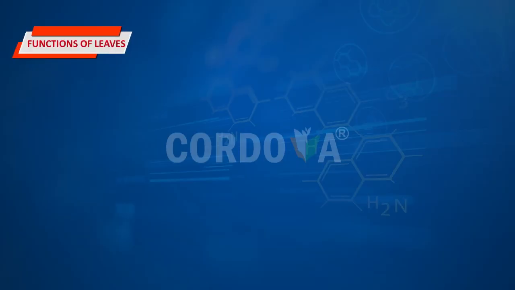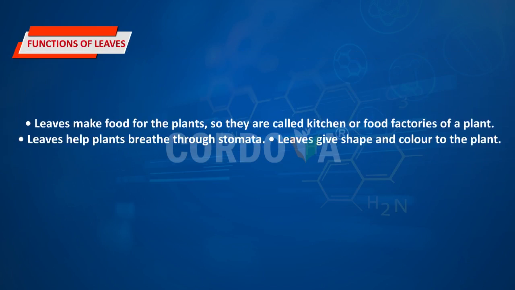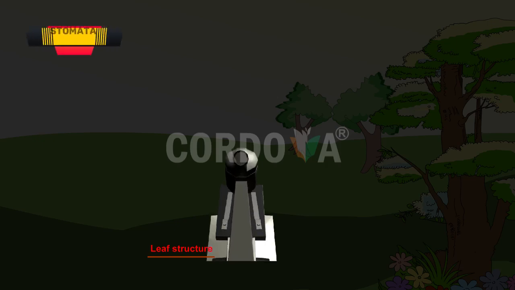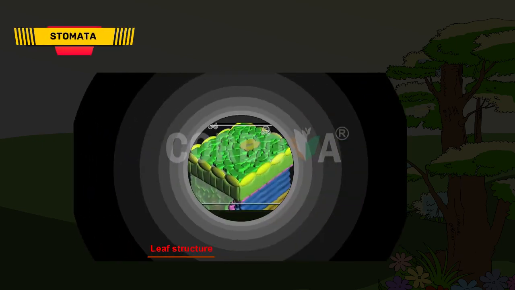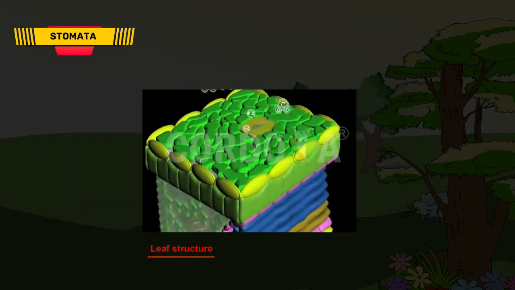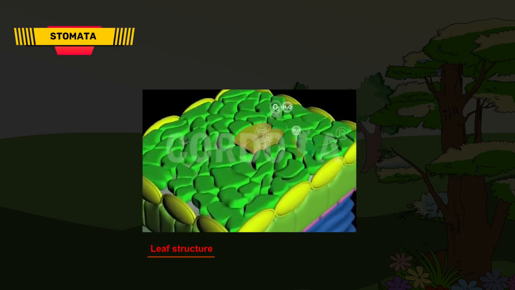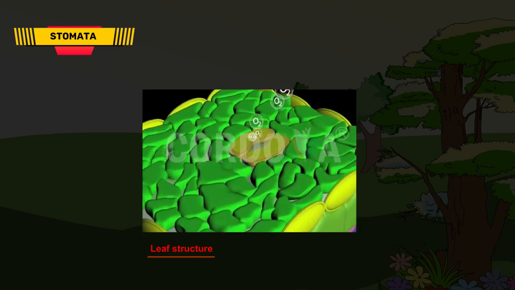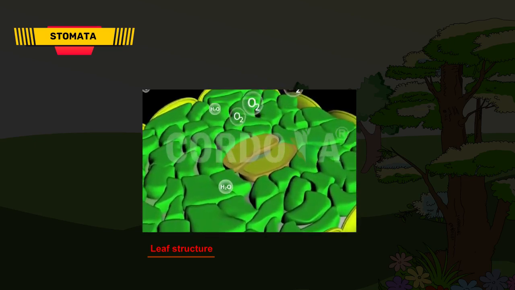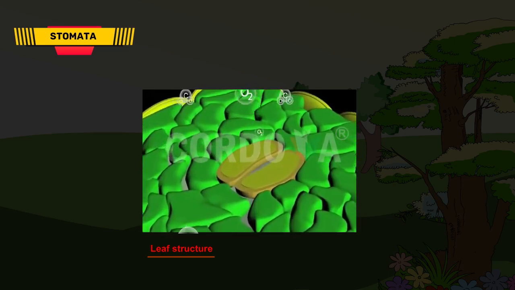Functions of leaves. Leaves make food for the plants, so they are called kitchen or food factories of a plant. Leaves help plants breathe through stomata. Leaves give shape and color to the plant. Stomata. The lower layer of the leaf has tiny pores. These tiny pores are called stomata. Singular, stoma. A leaf takes in carbon dioxide. They give out oxygen and excess water through stomata.